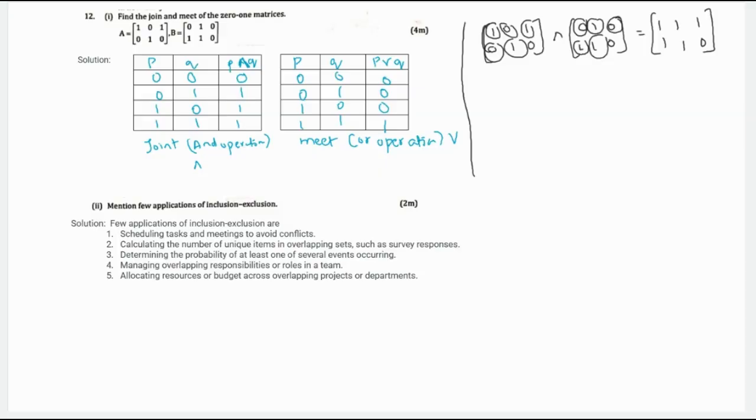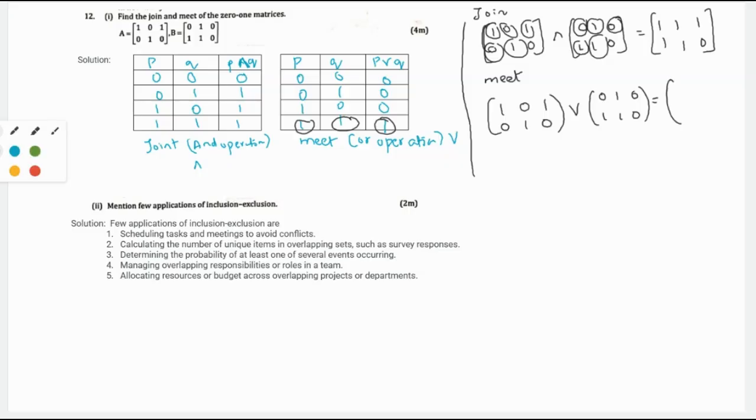Then for the meet operation, we have 1 0 1 0 1 0 and 0 1 0 1 1 0. Here we will be writing it in reverse: 1 and 1 is 1, remaining all 0. So we'll check it for that. 1 and 0 is 0. 0 and 1 is 0. 1 and 0 is 0. 0 and 1 is 0. 1 and 1 is 1. 0 and 0 is 0. So this is the meet operation.